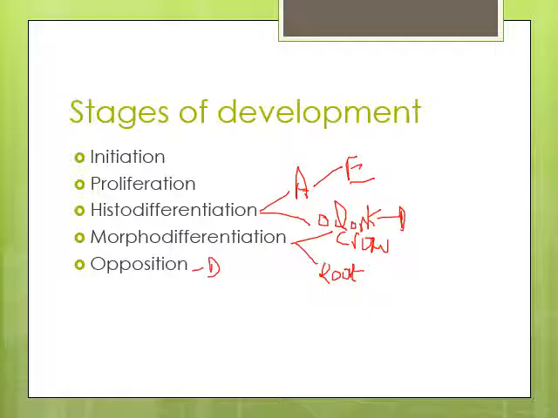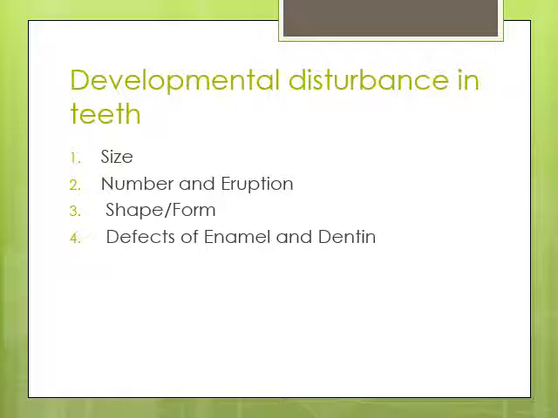During the morphodifferentiation, the shape of the tooth is affected. The disturbance during the morphodifferentiation stage may result in abnormal crown and root formation, but there will be no effect on the enamel and dentine, the calcified tissues. The developmental disturbances may affect the size of the tooth, the number and the eruption timing of the tooth, and the shape and form of the tooth, and the defects of the enamel and dentine, which occur through the histodifferentiation stage.